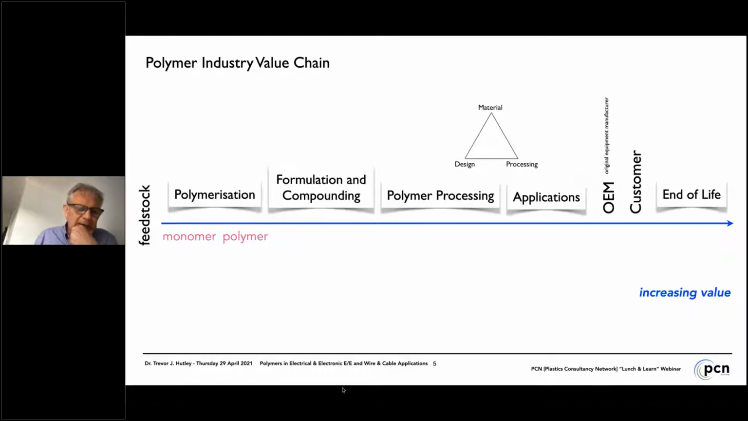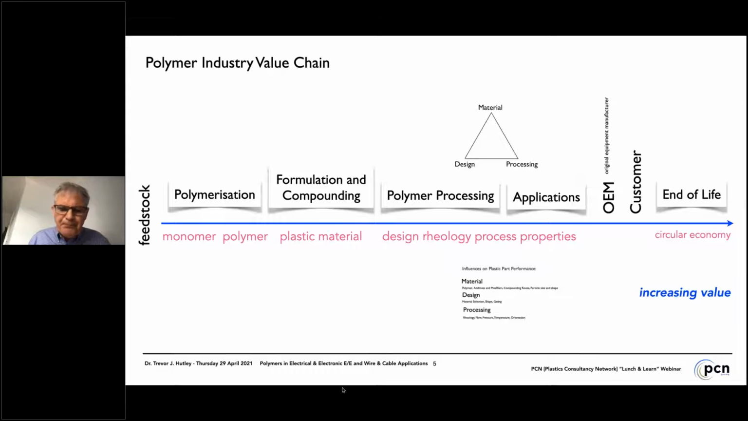So if we go along the bottom of the value chain here: monomer, polymer, these perhaps more familiar terms that we're used to. Monomer, polymer, plastic material. We think about design, rheology, flow, processing, the properties, and then now we think about the circular economy. So that's the polymer industry value chain.